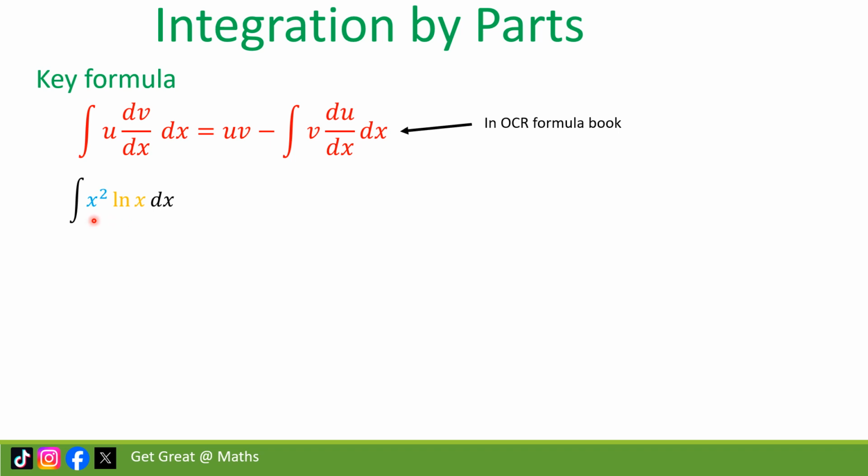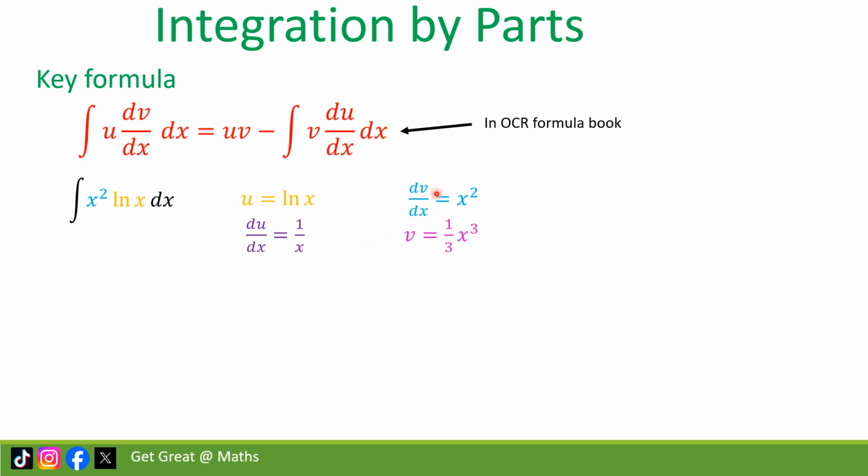So you've got to choose which one of these two functions that are multiplied together, one is going to be u and one is going to be dv by dx. So we're going to choose u to be ln x. Now the reason we choose u to be ln x is because I can differentiate ln x, but I cannot integrate it. So I've got to let u equal ln x, which means dv by dx is going to equal x squared. So differentiating u gives me 1 over x, so du by dx is going to be 1 over x.